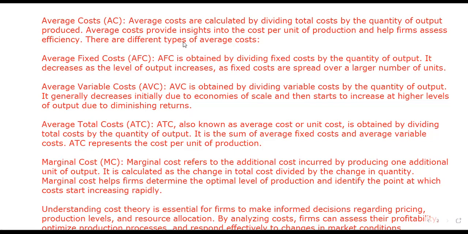Marginal costs refers to the additional cost that we incur when producing one additional unit of an output. It is the change in total cost over the change in quantity. And marginal cost is also very important for firms because it helps them determine the optimal production level. So when we have a function, for instance, of total cost is equal to 100 minus 50Q squared plus 50Q.